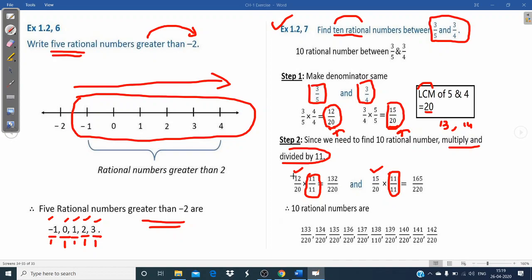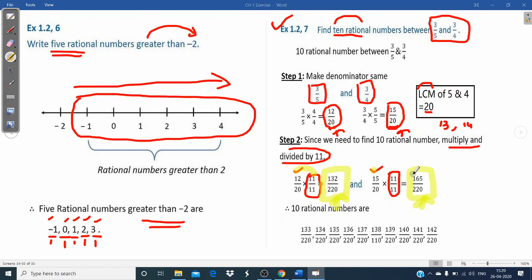Now, when you multiply 12 into 11, what will you get? You will get 132 by 220. Here, when you multiply these two, 11 into 12, 132, 20 into 11, 11 2s are 22, 220. So next 15 into 11, when you multiply, you will get 165 in the numerator, and 20 into 11, what will you get? 220. Now again you will see this thing, student. Here denominator is 220. Here also the denominator is 220.